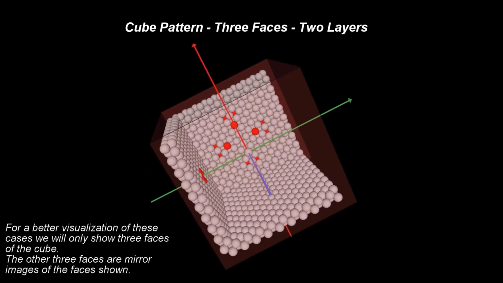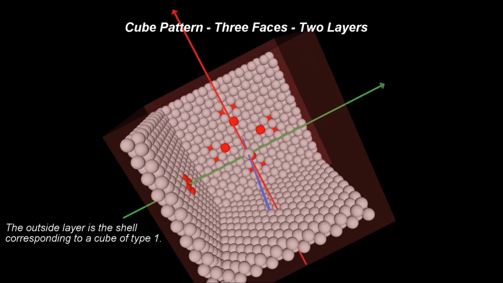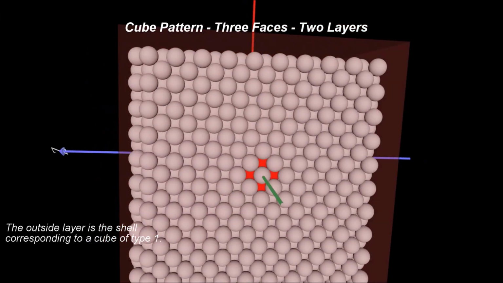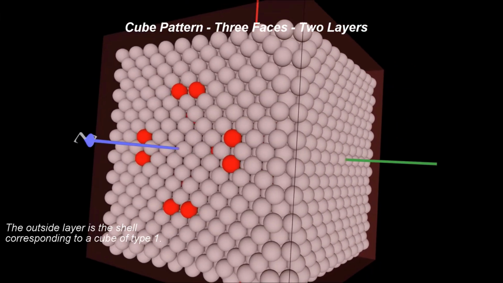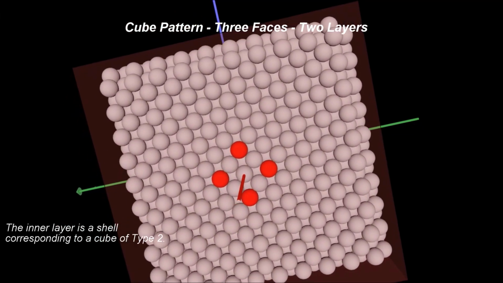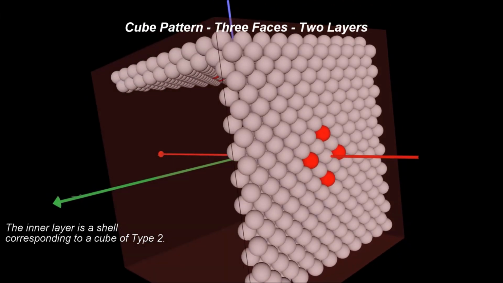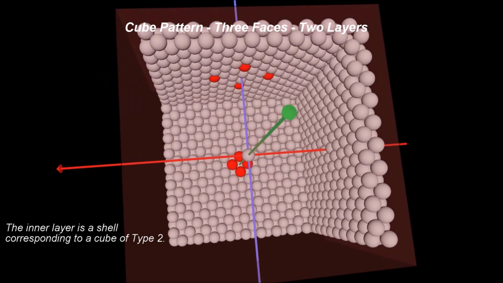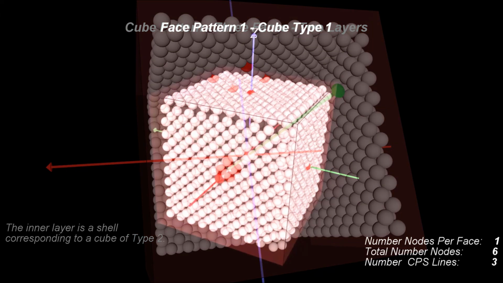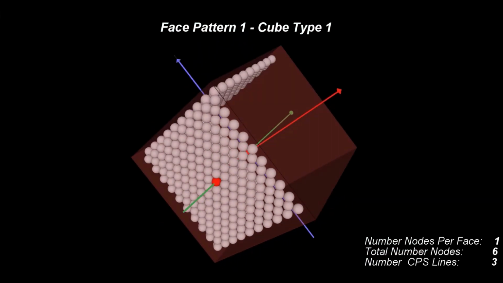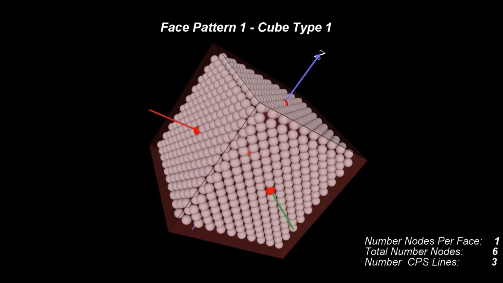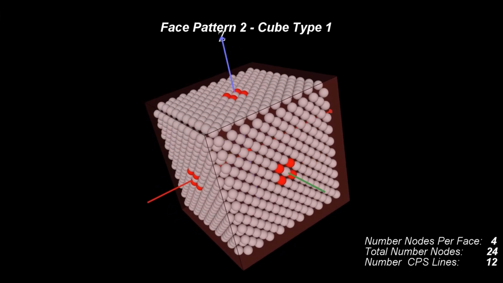Let's look at 2 layers of the outside shell of a cube in CPS. The 2 cases, identified above, can be seen clearly in this view. The outside layer is the shell corresponding to a cube of type 1. The inner layer is a shell corresponding to a cube of type 2. No other possibilities exist. We have shown already that the planes, with an underlying square lattice, have a periodicity equal with 2. Let's now create patterns corresponding to CPS points located at equal distances from the center of each face of a cube.